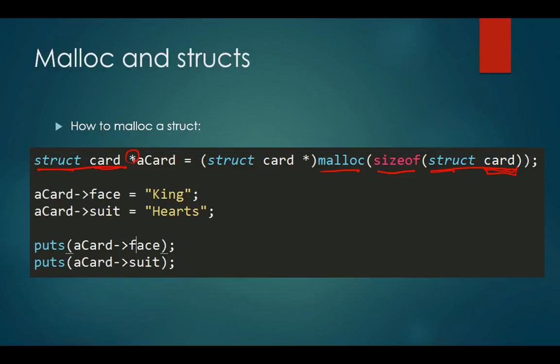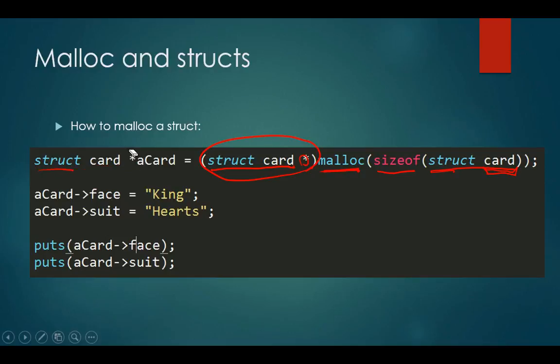Typecasting, same thing. Remember what I've been saying is that you can just use this value here. So we can do the same thing. We can typecast that Malloc call using struct card and then our asterisk. We're saying take this void pointer that you're returning to me, and I'm going to use that memory for a struct card.